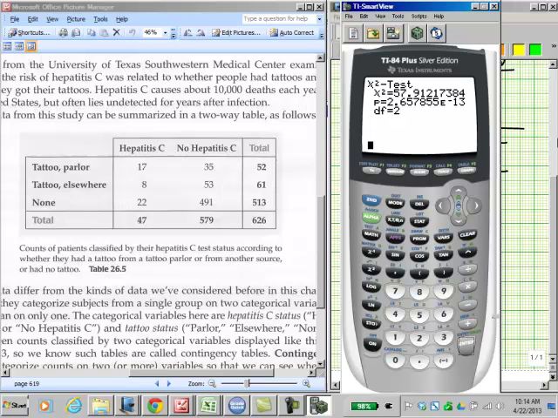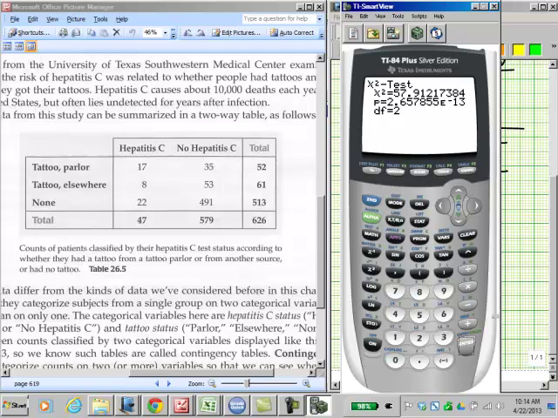Wait, so if it's a p-value, the P is small. So we reject the null hypothesis. Okay, we reject the null hypothesis. Continue. Kelly, nice and loud. Yell. There is no evidence that there's a connection between tattoos and hepatitis C.